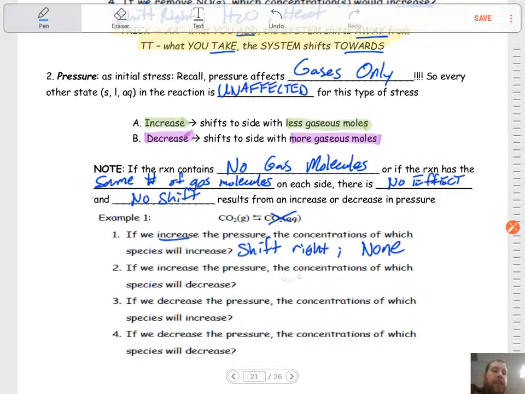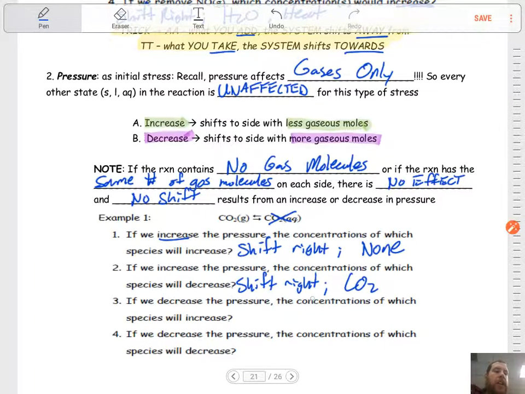Number two, if we increase the pressure, the concentrations of which species will decrease? So again, we're still shifting to the right, okay? So which one's going to decrease? Well, the one that was gas. We shifted to the right, so CO2 is going to change.